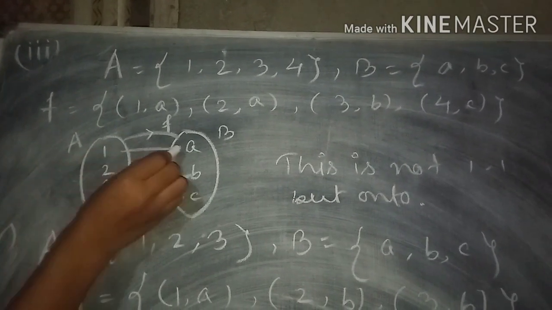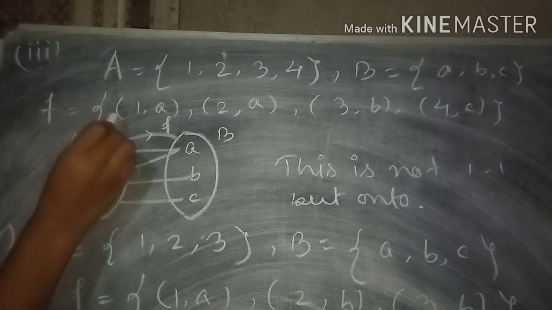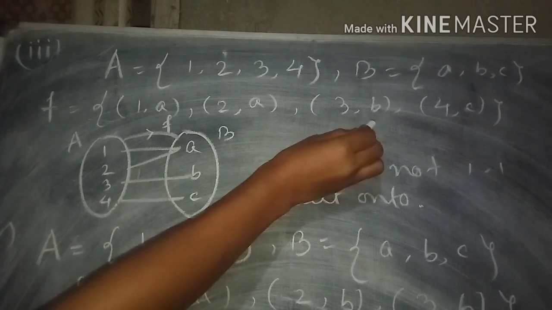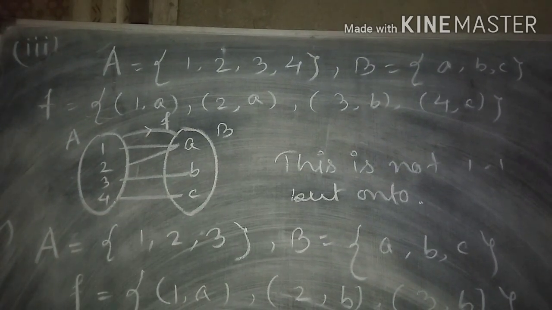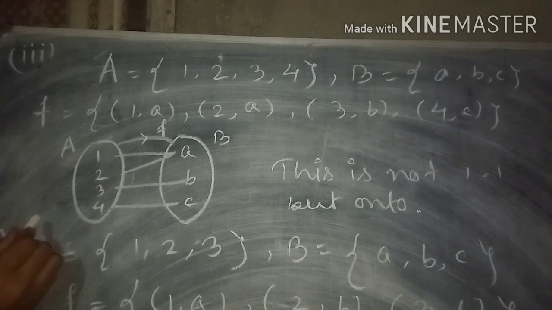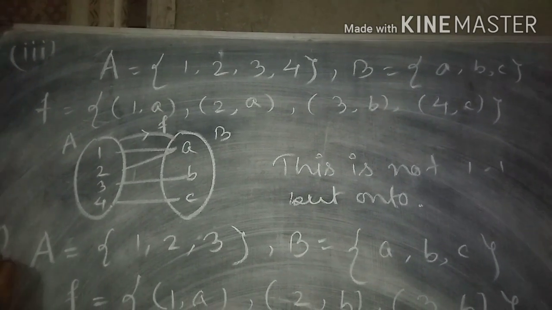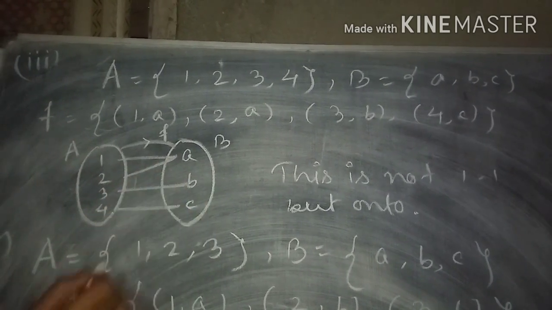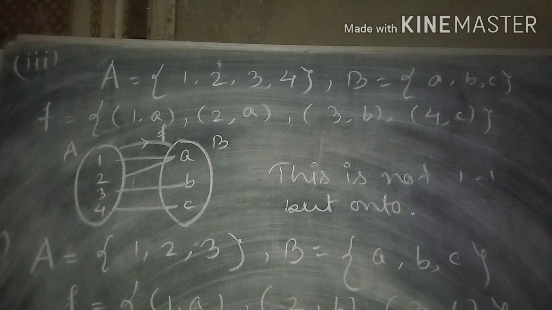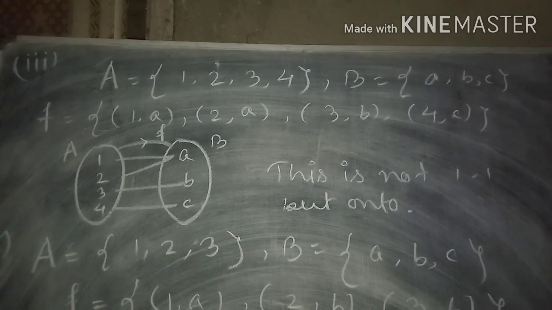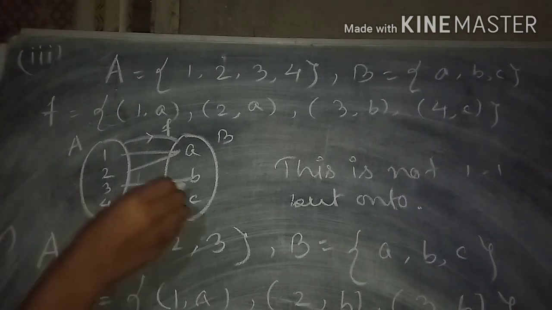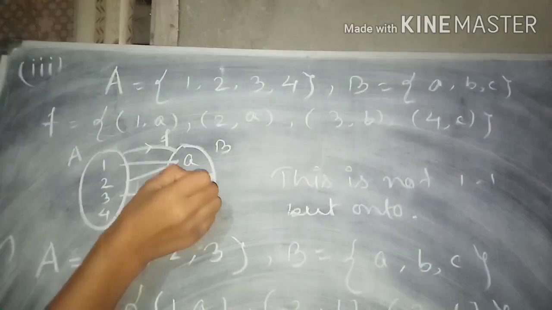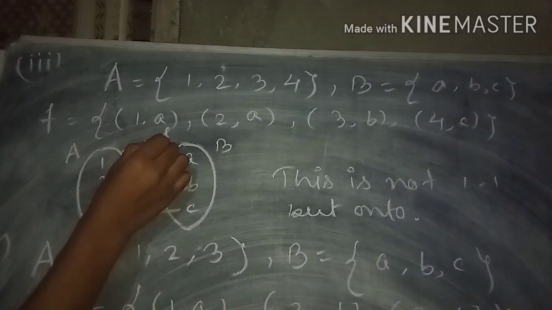Here 1 goes to A according to this definition, 2 goes to A, 3 goes to B, 4 goes to C. Now in the figure we can see the elements in the set A, those are 1 and 2, have the same image in the set B. But according to the definition of 1-1, every element of the first set should have distinct images in the second set. But here 1 and 2 have the same image, which is A, in set B. Therefore, this function f cannot be 1-1.